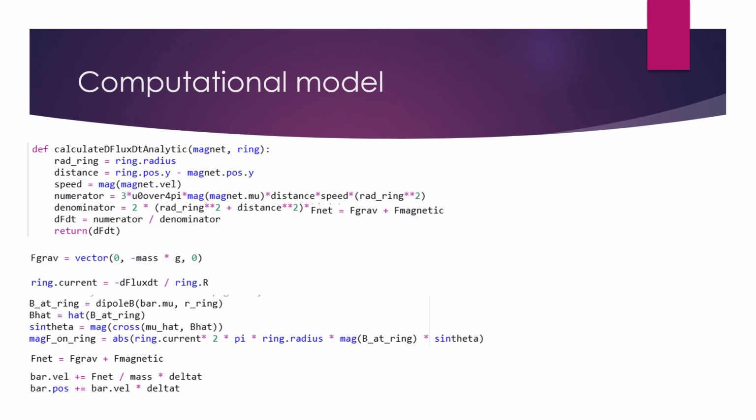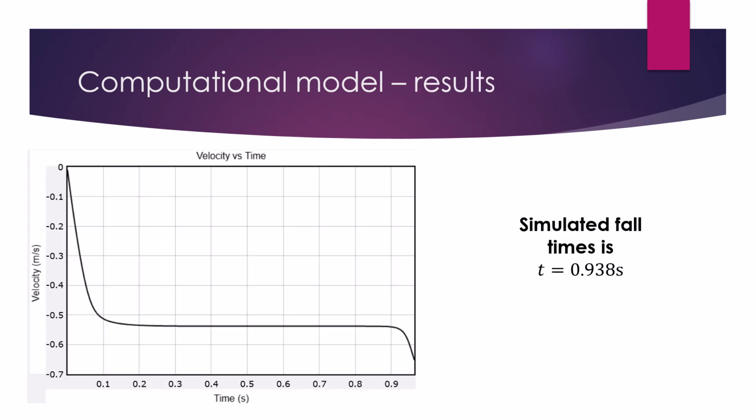Then I calculate the gravitational force and the current in the ring using the standard formulas. Then I calculate the magnetic force on the ring by the magnet using the formula for the magnetic force. Then I calculate the net force on the magnet and finally update the velocity and position using their update formulas.